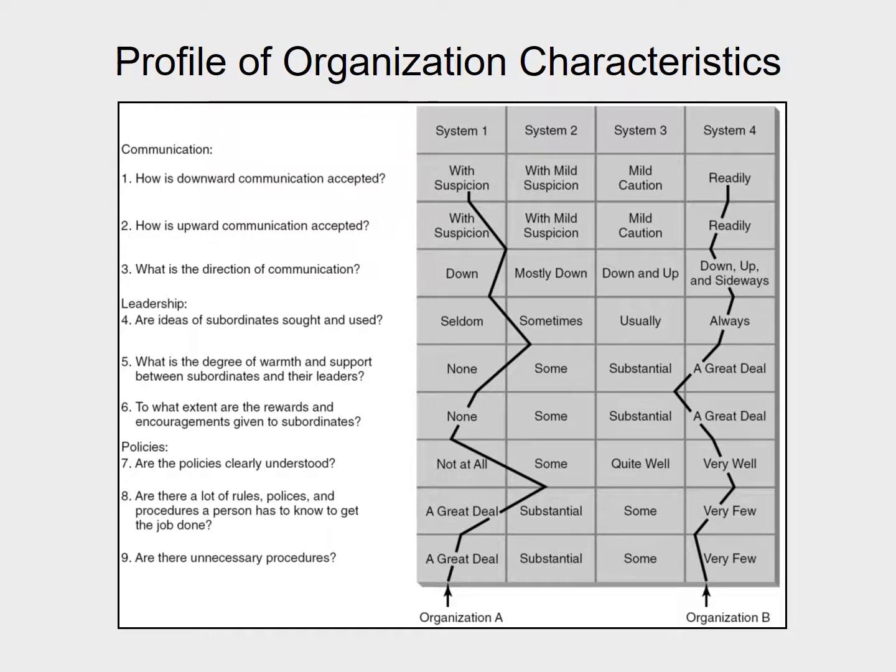And the more you find yourself on the left side of the spectrum, the more you're in a System 1. The more you find yourself on the right side of the spectrum, the more you're in a System 4. And notice that the actual anchors of these scales change depending on what the question is. So really, we're looking at this as a diagnostic tool. Sometimes this can be done through survey research. Sometimes it can be done just sitting down with top management and self-analyzing. And sometimes it might be done through observation with an outside OD consultant.